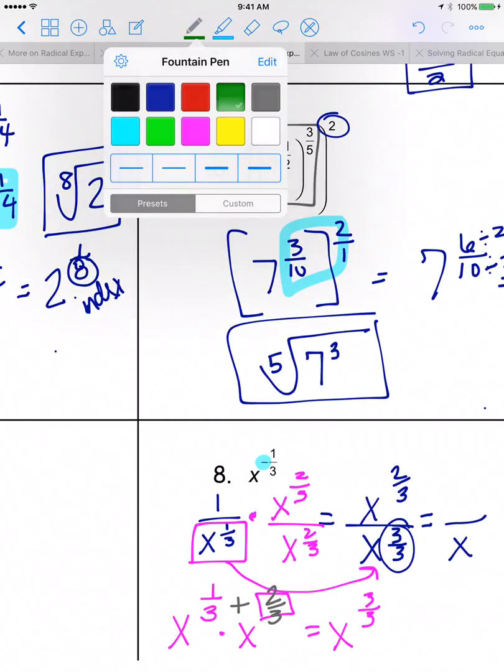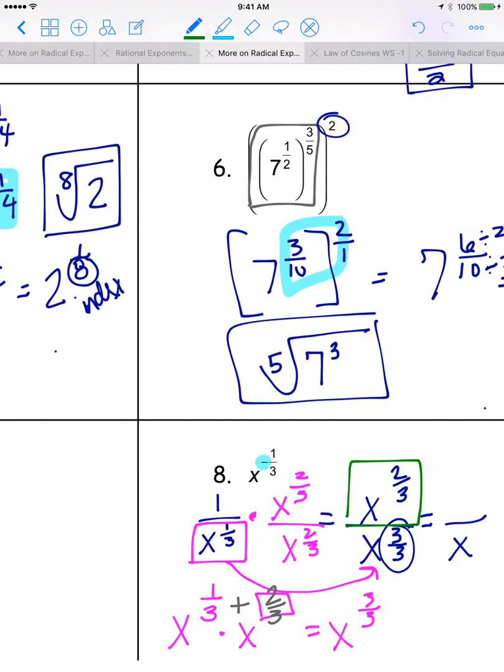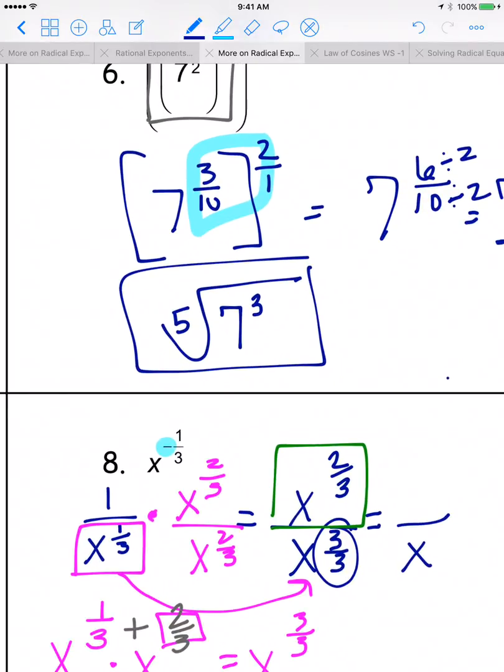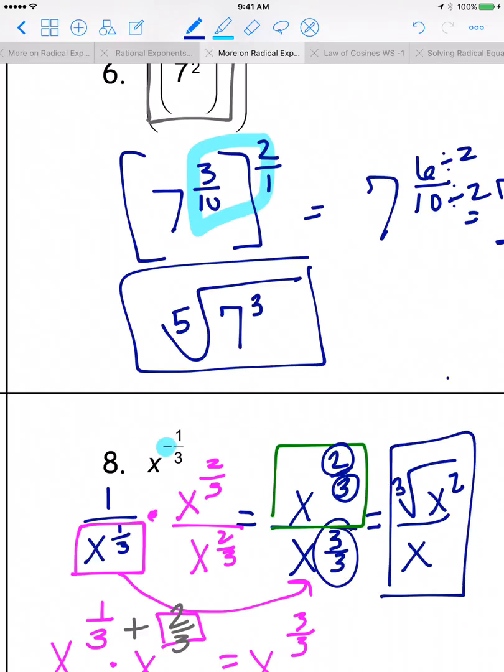So now let's take this numerator and put it back in radical form, because we're allowed to have radicals in the numerator, we're just not allowed to have them in the denominator. So our index, or root, is going to be 3, our base is x, and its exponent is going to be 2. There's nothing else we can do on this one, so we are done. Can't simplify any further. So good job on that one.